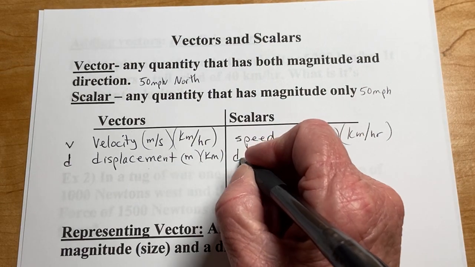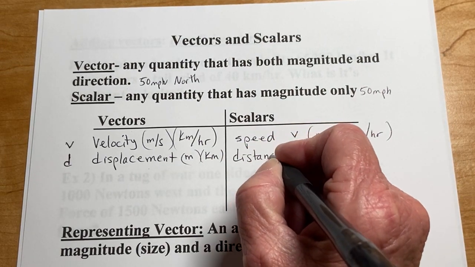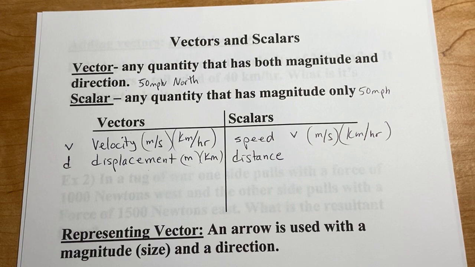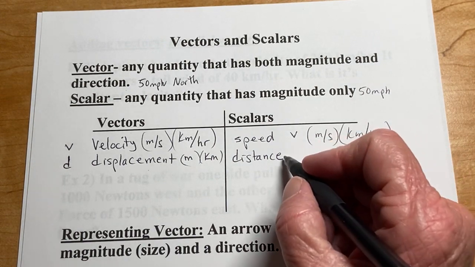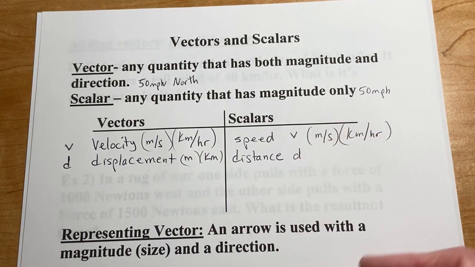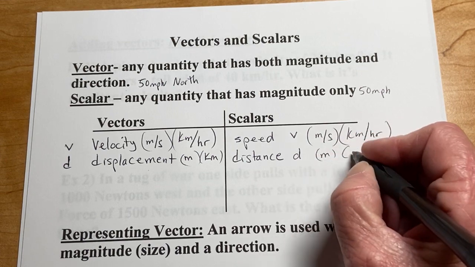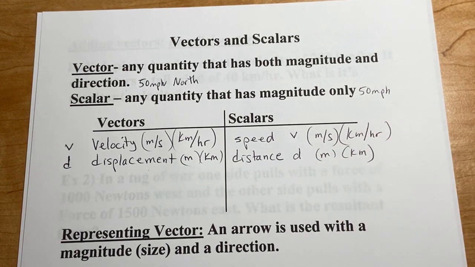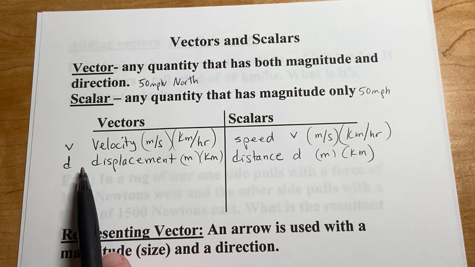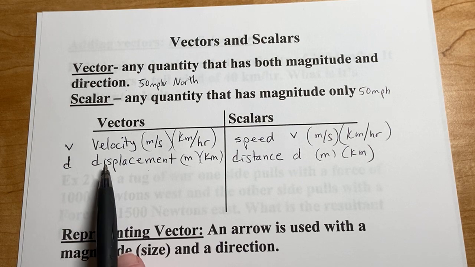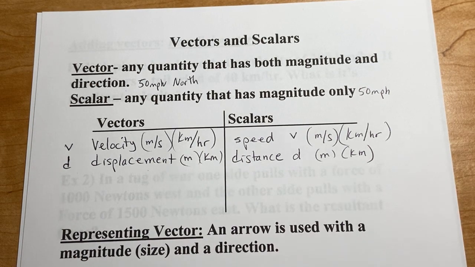Okay. Distance. Well, distance is also D. It's also meters or kilometers. They're very different though. We'll talk about this when we do east and west. Well, let's do it right now.